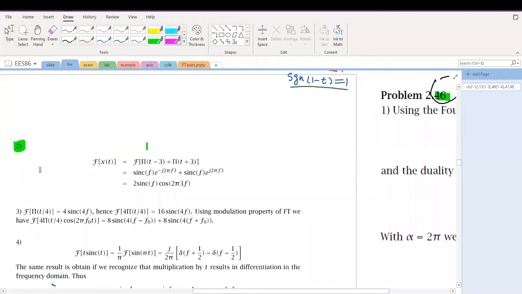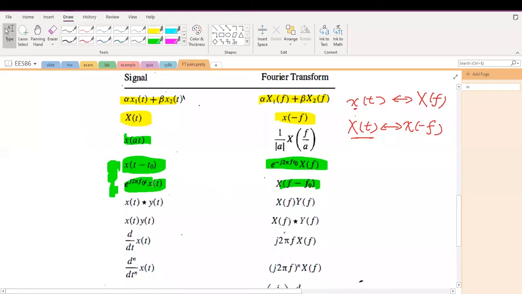Let's look at the question of 46, the second sub-question. This question is to find the Fourier transform of pi(t minus 3) plus pi(t plus 3). This question is to practice the time shifting property of the Fourier transform. This is the time shifting property.